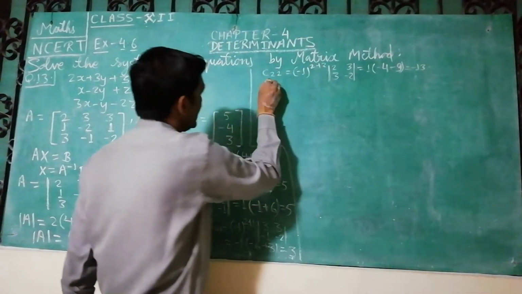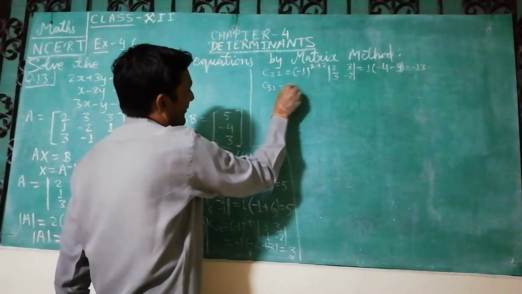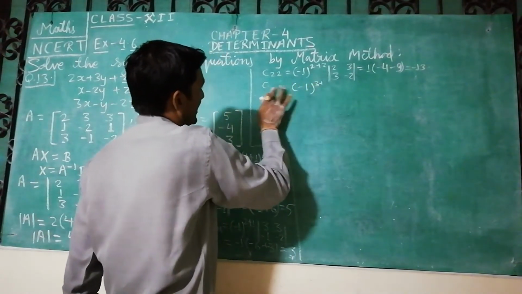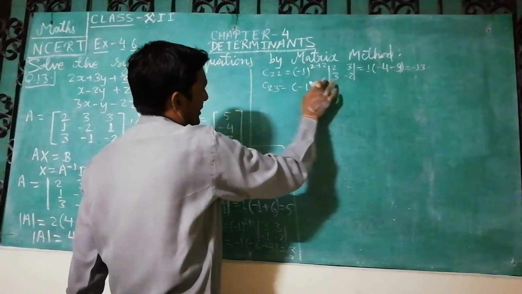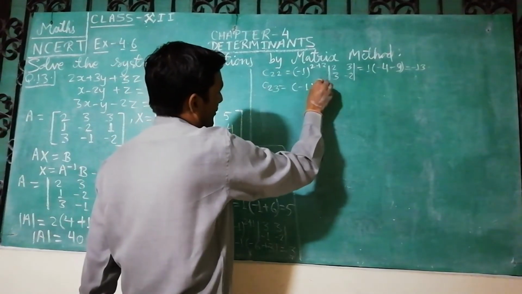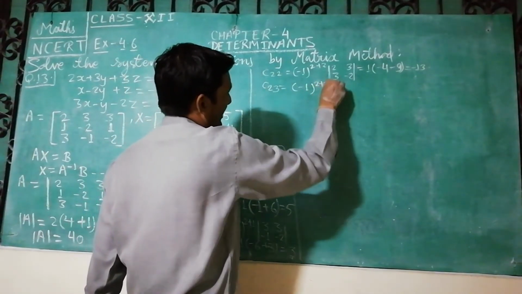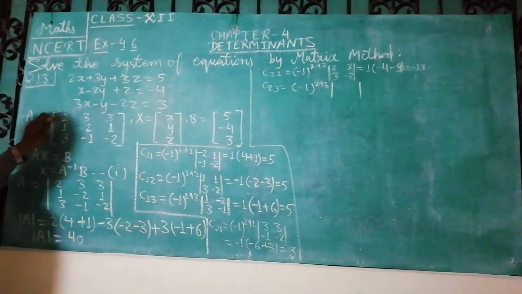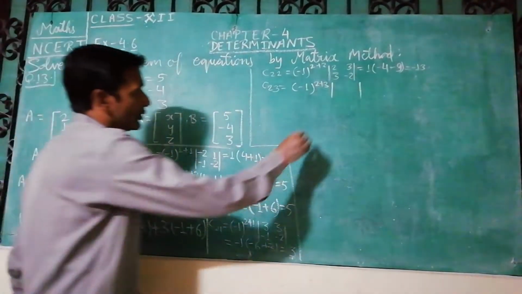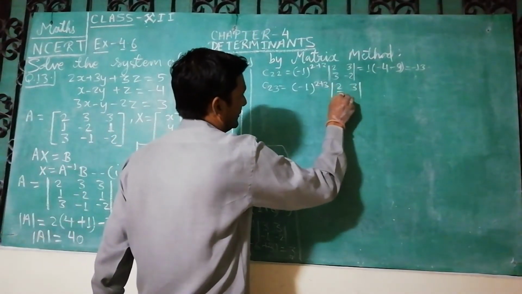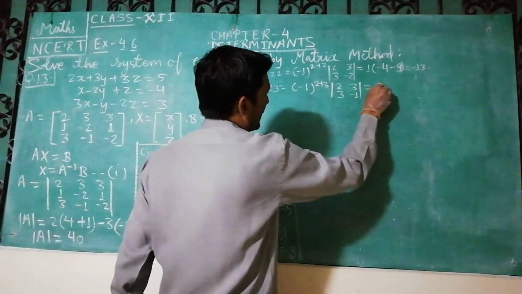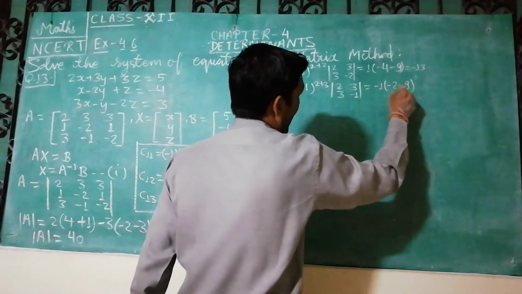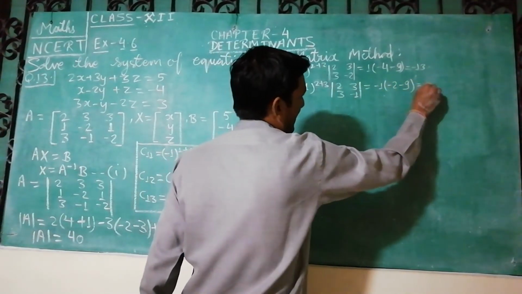Now C31. C31 is equal to minus 1 raised to the power 3 plus 1. Sorry, C23 it is. 23 is remaining. C23 is equal to minus 1 raised to the power 2 plus 3. And in the determinant, second row and third column will be eliminated. So 2, 3, 3 minus 1. So it will be equal to minus 1 and then in bracket minus 2 minus 9. So it will be minus 11 into minus 1, that is equal to plus 11.